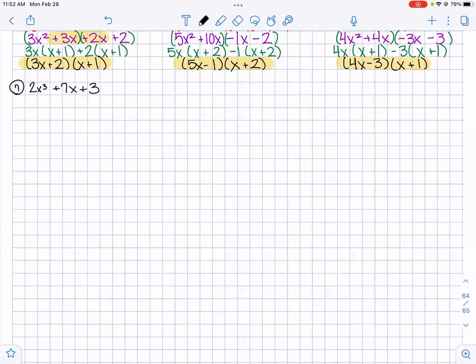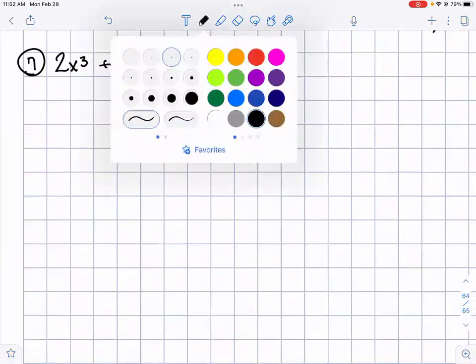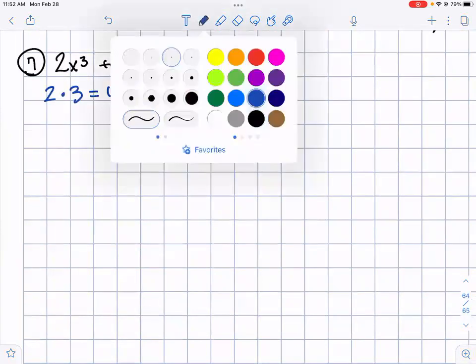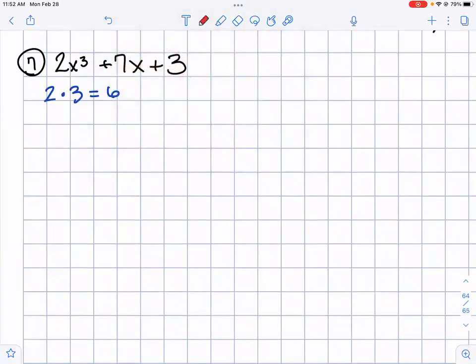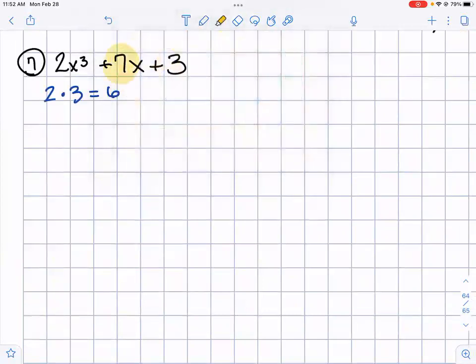Okay, so what was our first step, people? Multiply. What are we going to multiply? 2 times 3, and you get 6. We need factors of 6 that add up to 7. So what are those factors? 6 and 1. So 6 times 1 is 6. 6 plus 1 is 7, so that works.